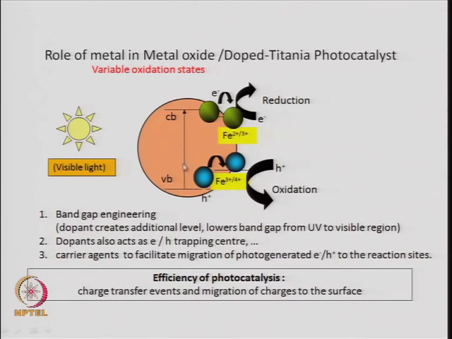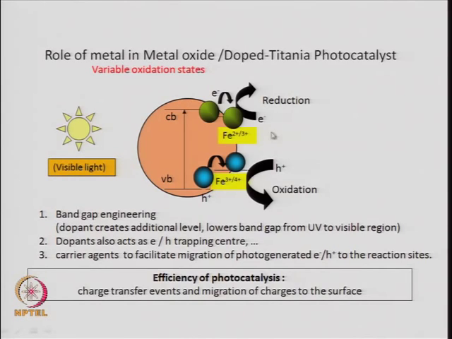So, although TiO2 has this band gap, the actual band gap will be determined by the smaller gap to the intermediate levels which are introduced by the metal oxide dopant, and this gap is lower in energy than this gap. If this falls in the visible light region, then it will become a visible light photocatalyst. So, this kind of band gap engineering, where the dopants create additional levels, lowers the band gap from the ultraviolet to the visible region, and hence this catalyst becomes active in the visible region.